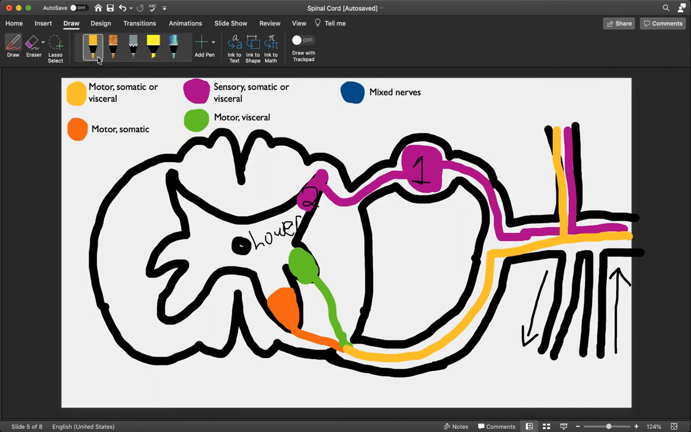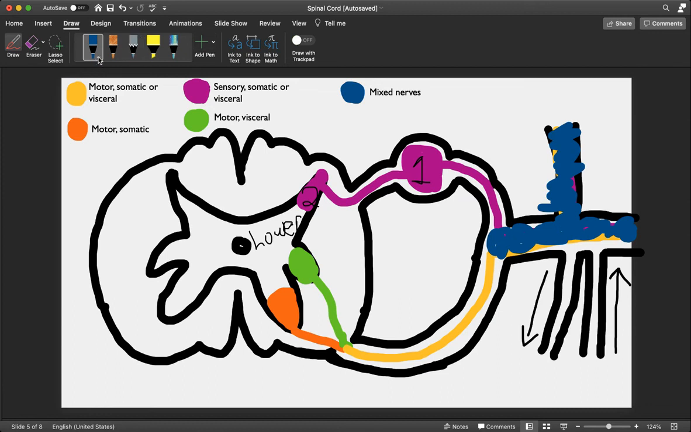So when we have purple and yellow lines, we have the option to have both motor somatic and motor visceral, sensory somatic and sensory visceral. All of those signals can be in the same locations at the same time. We call it mixed nerves. So that spinal nerve and these two rami, these are all mixed nerves where it can either be sensory or motor, somatic, or visceral information traveling.